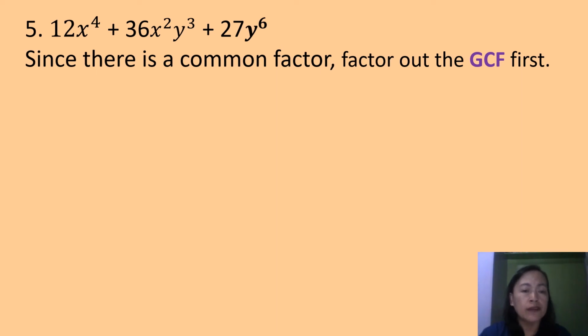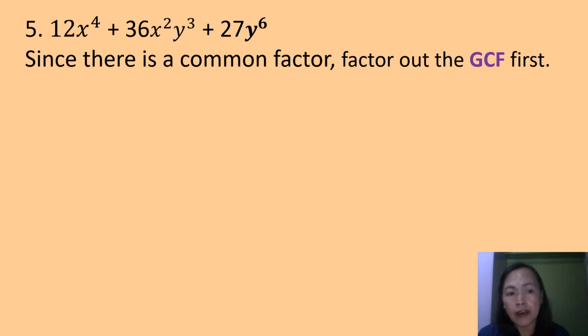Okay, listen carefully. So, tingnan nyo yung 12. Is that a perfect square? Hindi yata, ma'am. Tama kayo. Yung 27 doon sa last term, perfect square pa din yan? Hindi rin yata, ma'am. Tama pa rin kayo. So, since we don't have first and the last terms being perfect squares, baka naman may common factor yan. Tingnan natin. 12, 36, 27. Meron nga. Since there is a common factor, you factor out the GCF first.